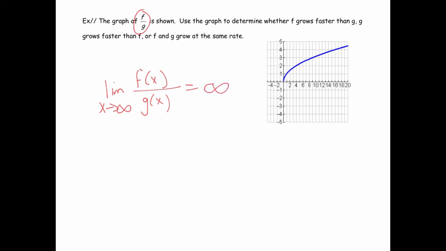Right, that looks like that's going off to infinity, but that must mean, therefore, that f grows faster than g. Right, if this graph is going to 0, we know g would be growing faster than f. And if it was going to some non-zero number, we would know that they grow at the same rate.